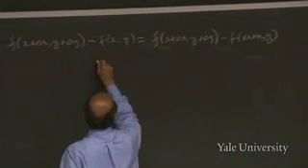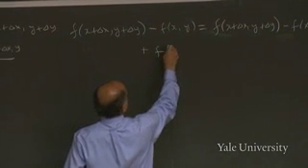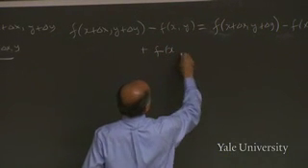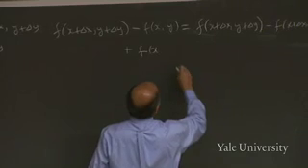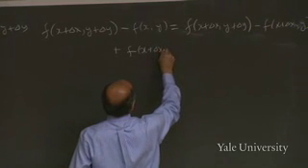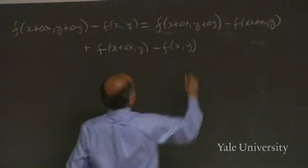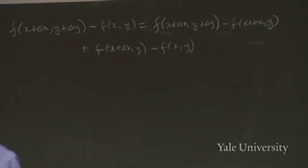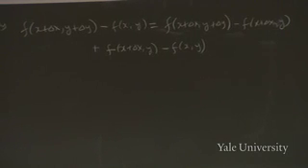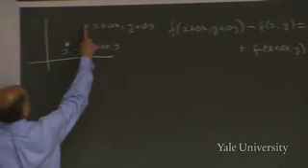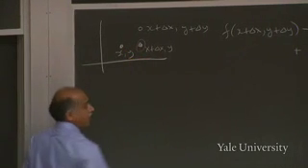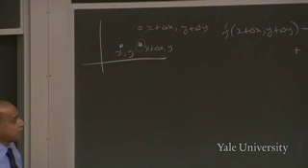plus f of x plus delta x, comma y, minus f of xy. I'm just saying the change of that guy minus this guy is the same as that minus this plus this minus that. That's a trivial substitution.